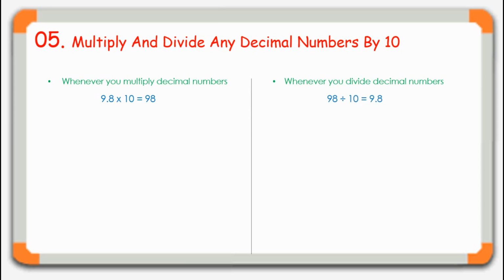And whenever you divide decimal numbers, you count the number of zeros. There is 1 zero, so move the point backwards. If you divide 98 by 10, you get 9.8. So that is how this trick works. You can use this trick to multiply or divide any decimal numbers by 10. Not only by 10, you can even use 100 or 1000, but you should know the concept.